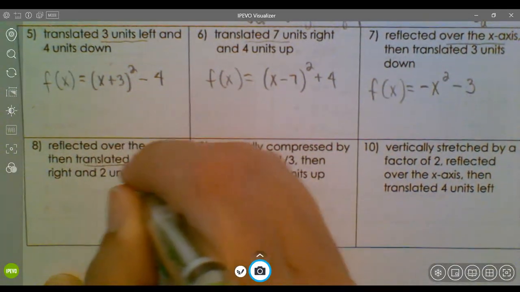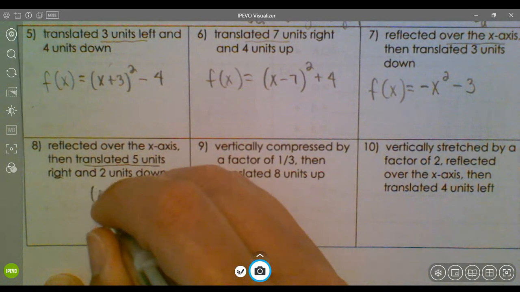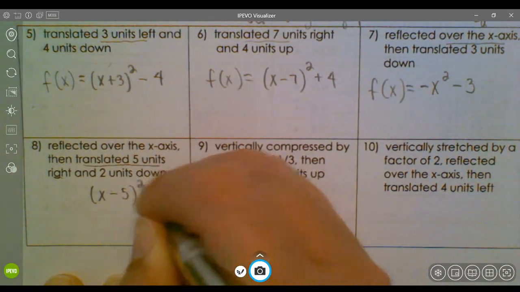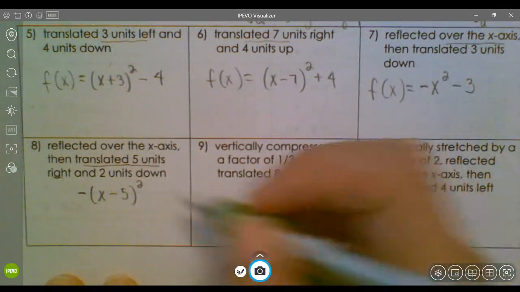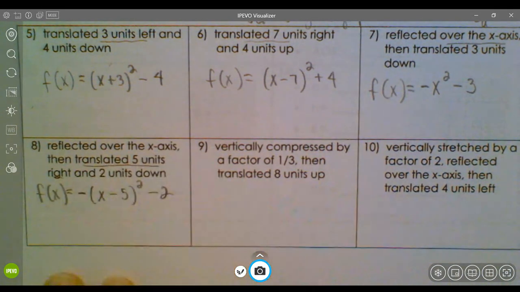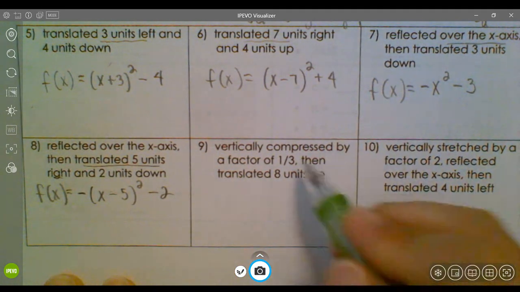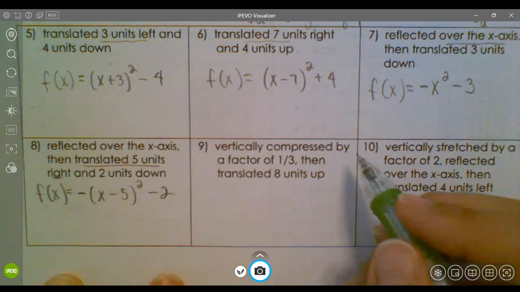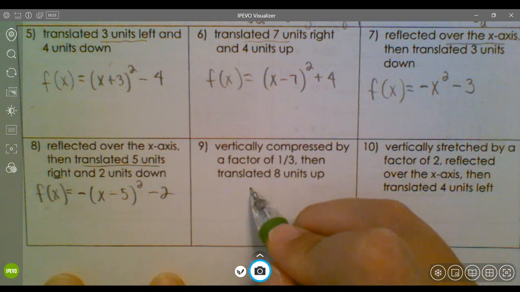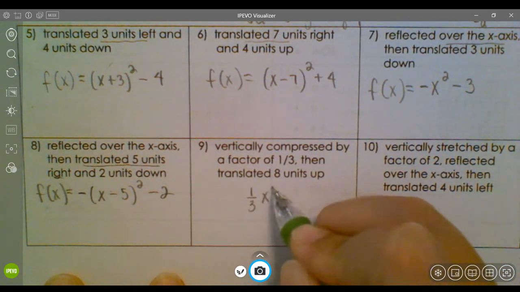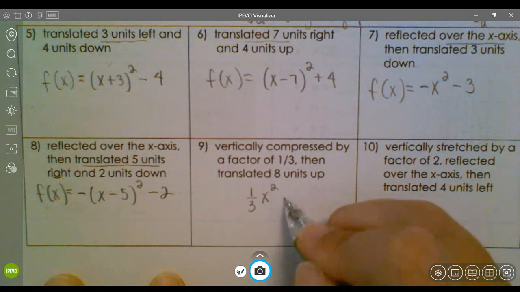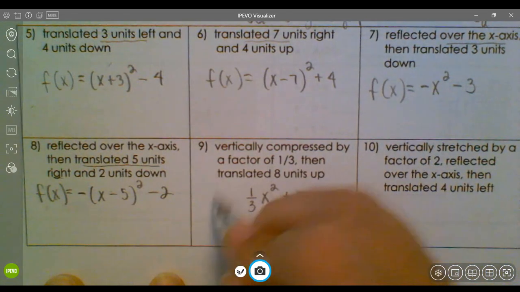Okay, we're going to reflect over the x-axis. Oh, now here we're going to translate 5 units to the right. So going to the right means that we subtract the 5. Let's go ahead and do the reflection. And then we go down 2 units. Okay. Vertically compressed by a factor of 1/3, then translated 8 units up. So there is no left or right change. That means we're going to just keep it as x squared. Multiply by 1/3 because that's a vertical compression. 8 units up says plus 8.